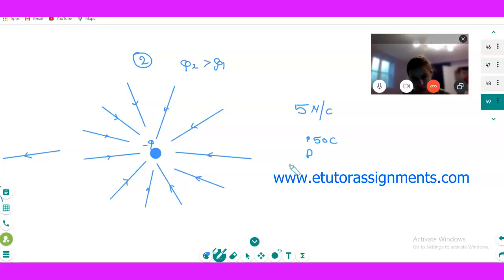Wait. The electric field, you said, is 5 Newton per coulomb. So what are you asking? The force on the 50 coulomb charge. 250. How did you get it? I need to multiply the electric field by the charge. Yes, very nice.